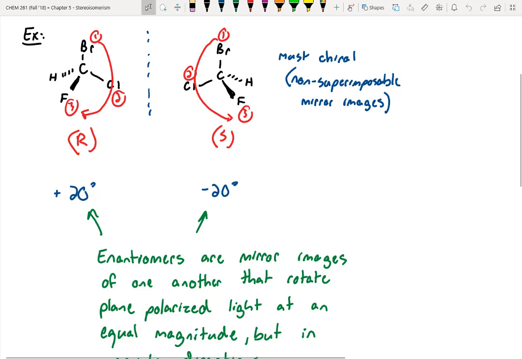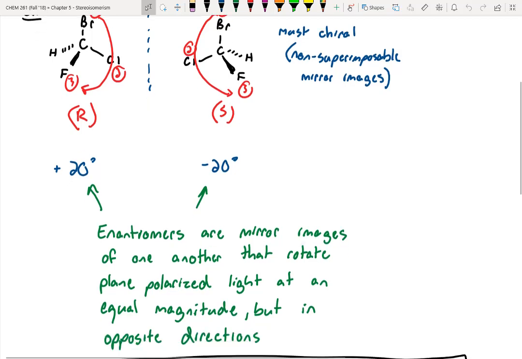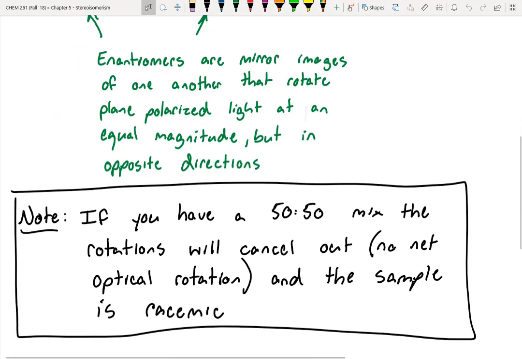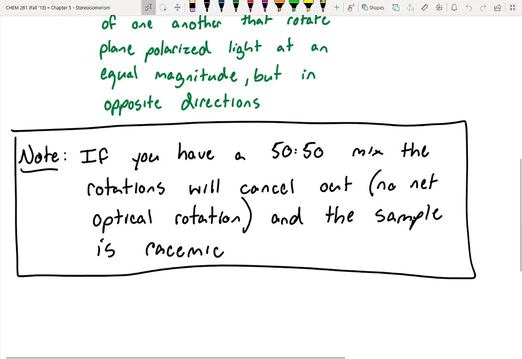And so we said enantiomers are mirror images of one another that rotate plane polarized light in an equal magnitude but in opposite directions. And if you have a 50-50 mixture, then those rotations end up canceling out and you have no net optical rotation.